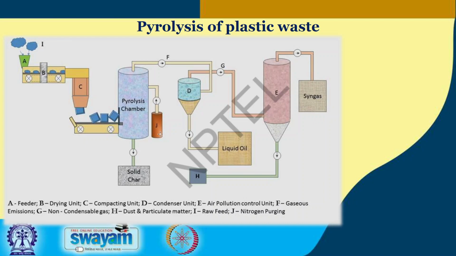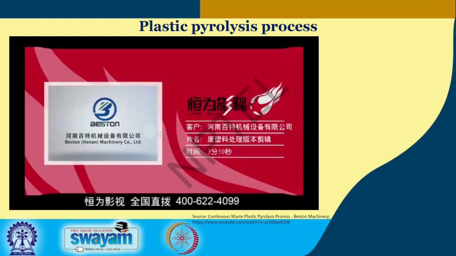Feed is coming, moisture removal by drying, then compaction. The compacted dense fuel is inserted into the pyrolysis chamber, and with the supply of nitrogen, at high temperature it will produce char. Then the gas will be condensed to get liquid. Then the remaining gas will be filtered with the air pollution control system, and the gas is collected as a final product. This is also another video that you can go through for the plastic pyrolysis process, the same as what we have discussed, in an actual form.